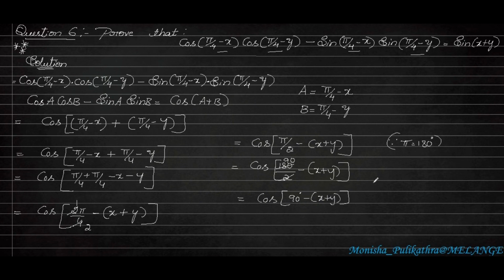Again there is a formula in trigonometric functions: cos(90 minus theta) is equal to sin theta. If cos and 90 come, it becomes the complement, so cos becomes sin and the angle is retained. In the same way, sin(90 minus theta) is equal to cos theta. Here, x plus y is theta, so cos 90 becomes sin and theta remains. So it becomes sin(x plus y). We obtain the answer. Just write it down: hence proved.